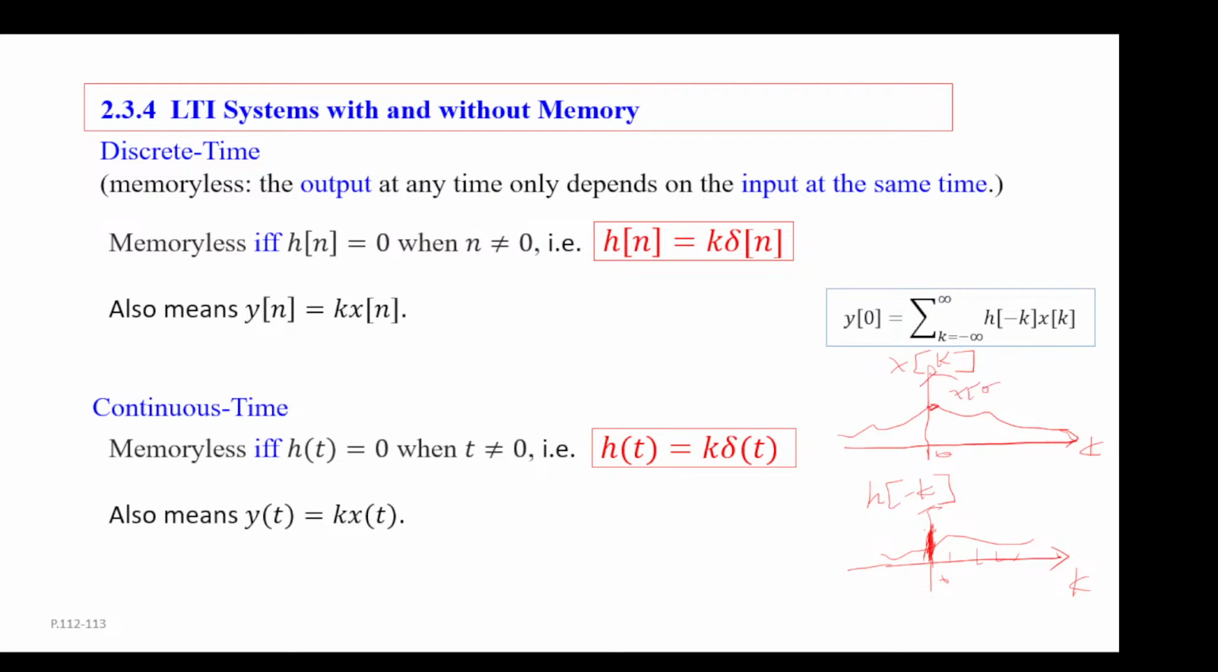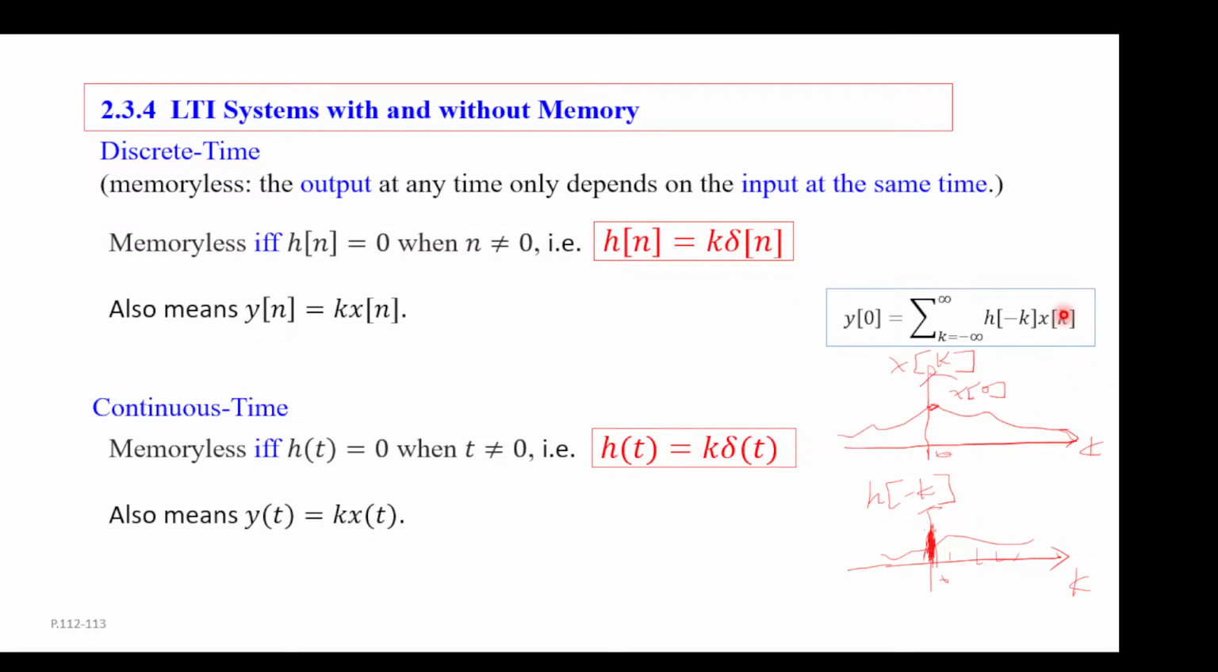You are multiplying everything together and adding it together. So if you want this summation to only depend on x of 0, that means this h of minus k can only have a spike at k equals 0. Right? So this is at k equals 0. And so if h of minus k only has a spike at k equals 0, then h of k also only has a spike at k equals 0.